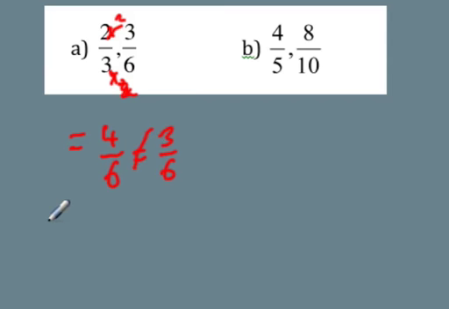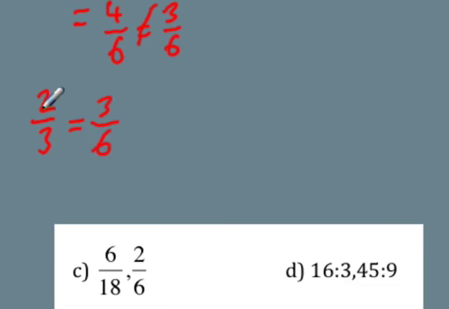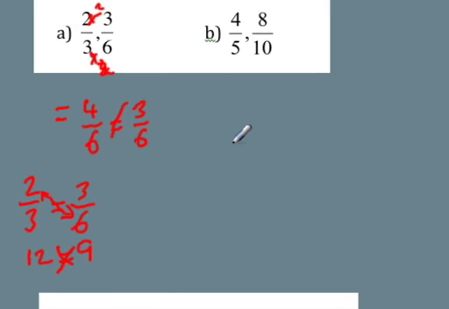The other way we could have done this is set these equal to one another and then cross multiply to see if the product when we cross multiply is equal. So what we do here is, first of all, 2 times 6 is 12, and 3 times 3 is 9, and these are not equal, so these fractions or these ratios are not equivalent.